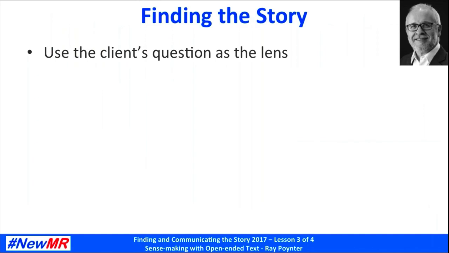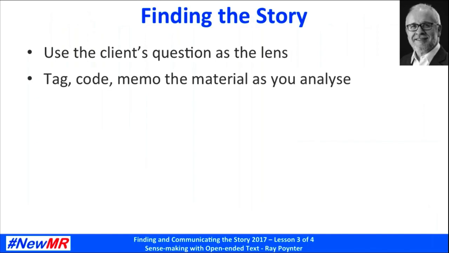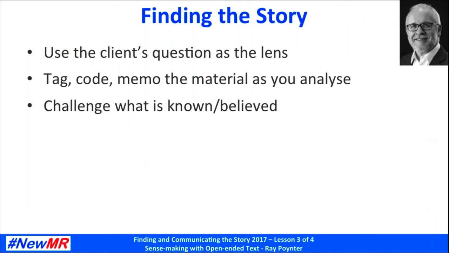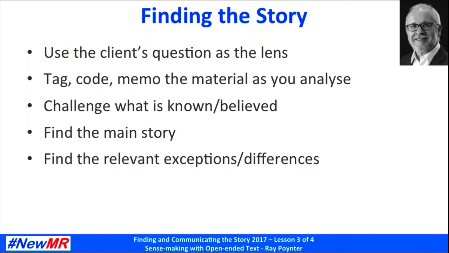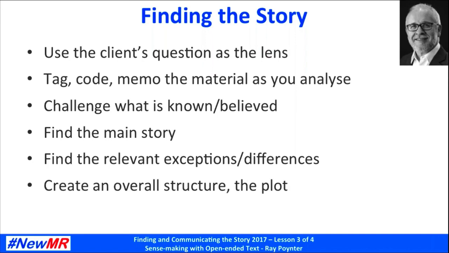So finding the story, we're going to use the client's question as the lens. Tag, code, memo the material as you analyze it. Challenge what is known and believed. Find the main story, then you find those relevant exceptions. So, there's an interesting difference about mobile between clients and suppliers. There is also an interesting difference, and I've looked at that data with Mass Cognition and Andrew, between Europe and the USA, and the use of the word quality is very different in the European data than in the USA data. So that has some implications for how you would do your messaging.